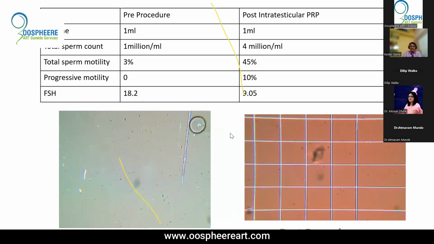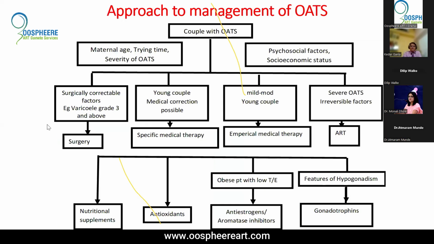I have done 4 cases till now. The other 3 are in the waiting period, so we'll have to wait. So for a couple with OATS, look at how long they've been married, how long they've been trying, the severity of OATS, and psychological factors. For surgical correction, you do surgery only if the wife is normal or he's got repeated IVF failure. Young patient, you try medical therapy, empirical therapy; severe OATS, go straight to ART.